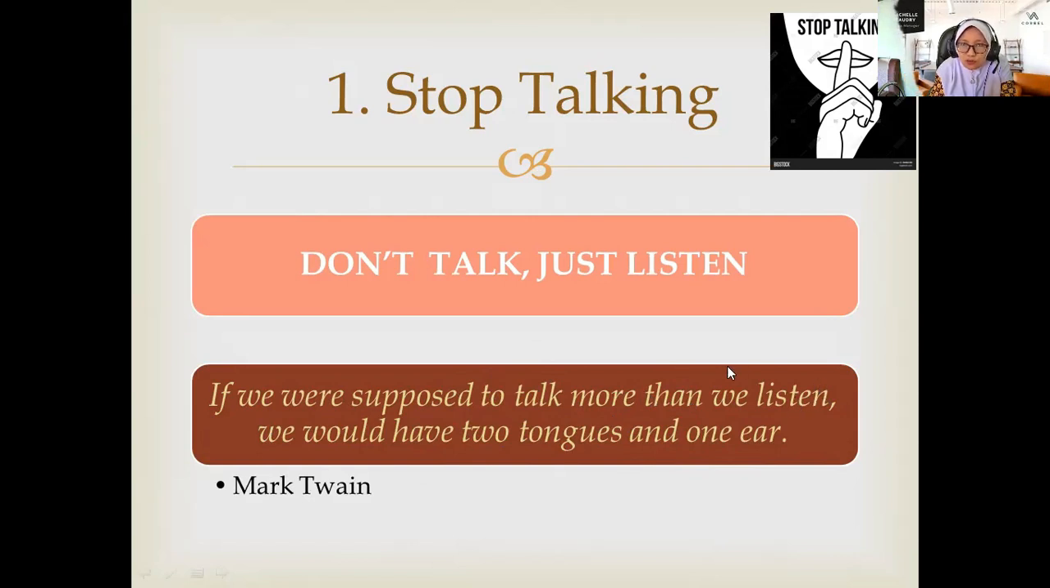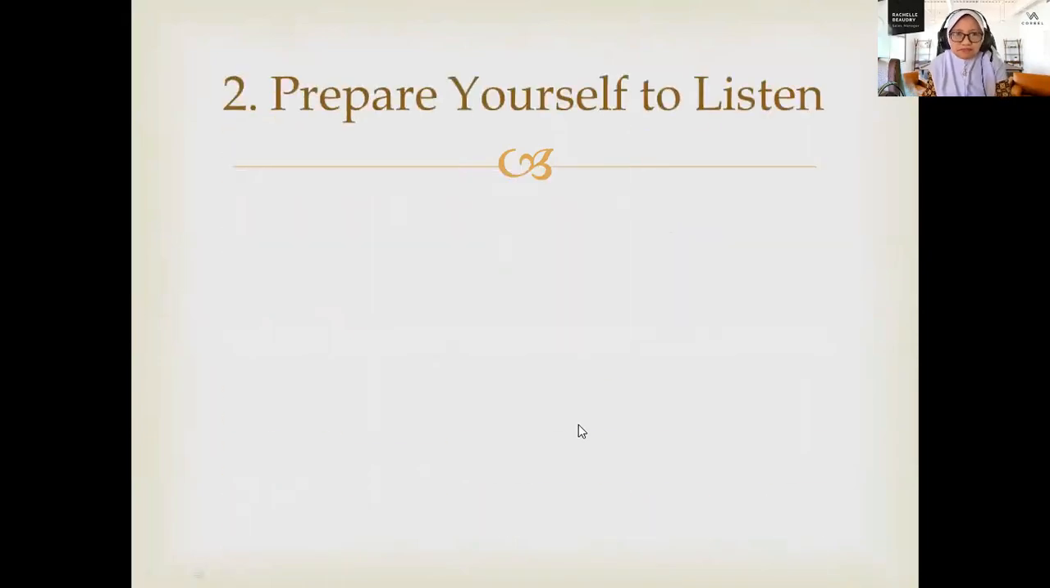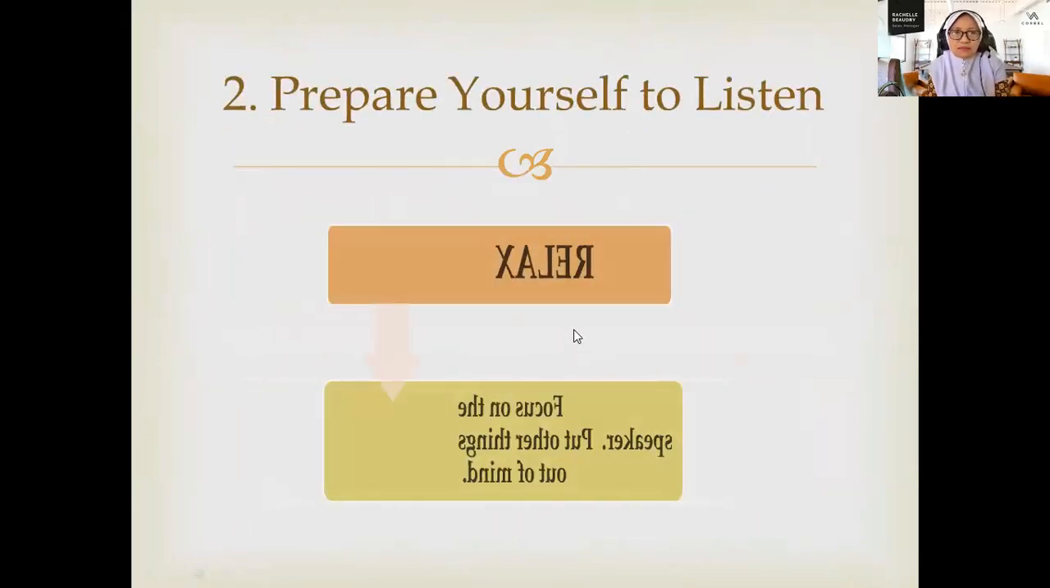So, a human has only one mouth and two ears. So it is supposed that you have to listen more than you talk. This is what Mark Twain is going to deliver. So don't talk a lot, listen a lot, because we have only one mouth and two ears. So we have to get this one. And then next, the second principle.